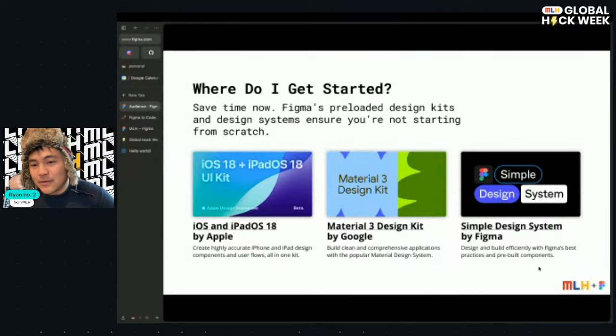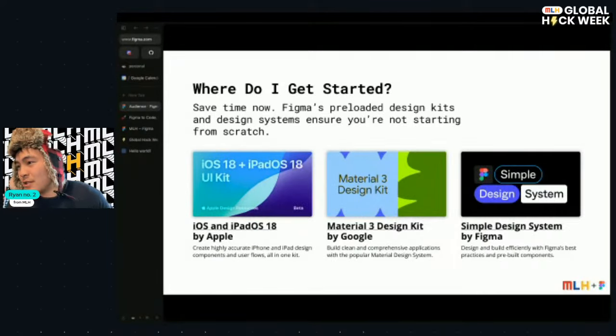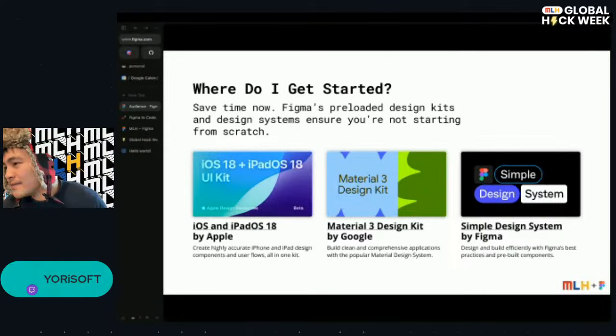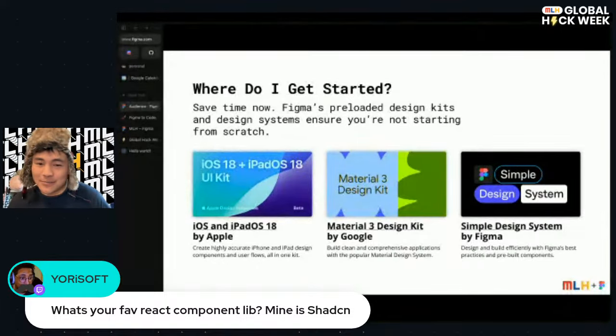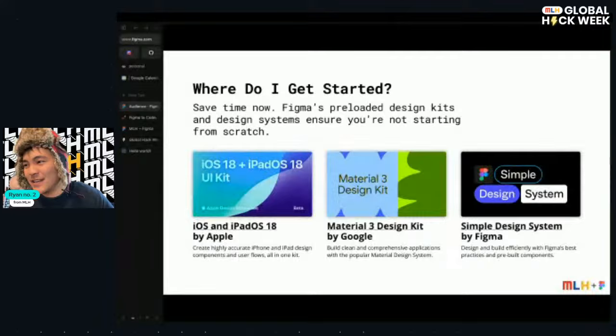Okay, I kind of blitzed through what Figma is. I'm going to take a quick break to check to see if there's any questions. Favorite React component library? Mine is ShadCN. Yes, ShadCN is a fantastic place to look as far as component libraries go. The really nice thing is that they are customizable. And it uses Tailwind and all of these other really cool tools.